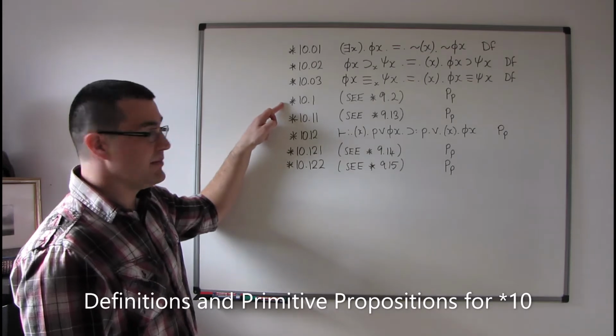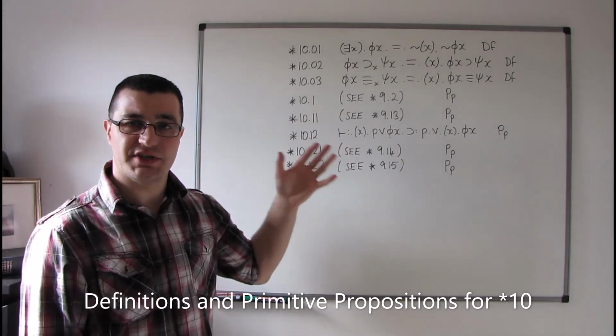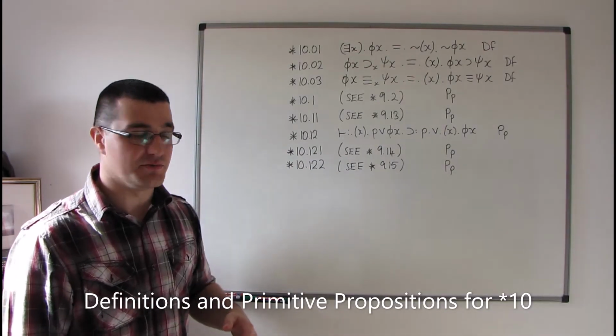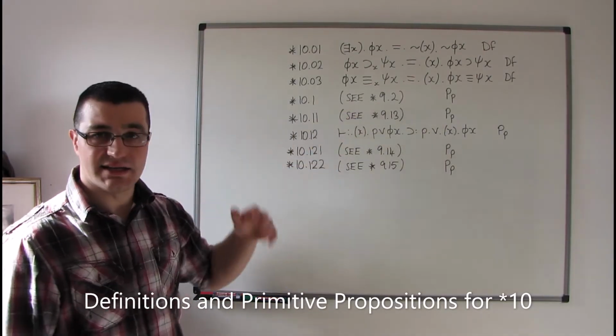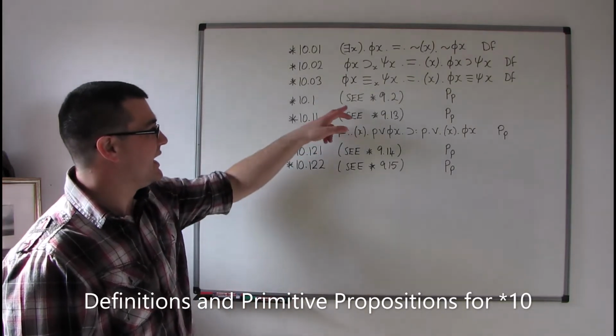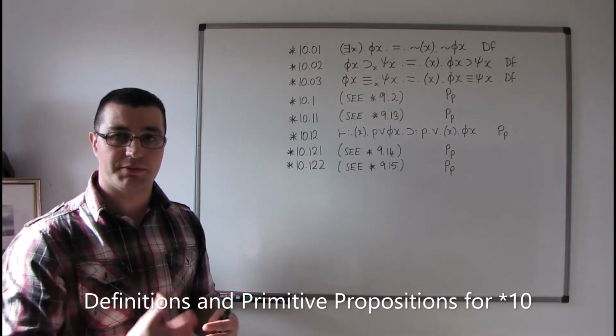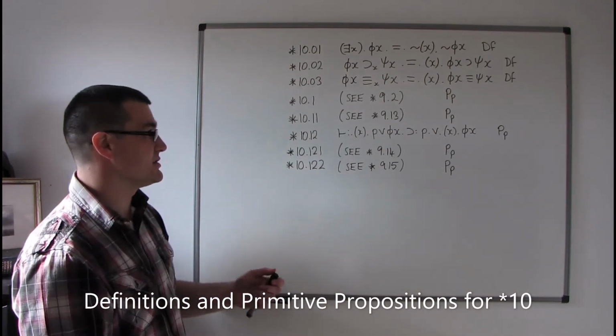10.1. It was not a primitive proposition in section 9, it was something that was proved. But here we take it as a primitive proposition. And again, this allows us to pass from first order propositions to elementary propositions.